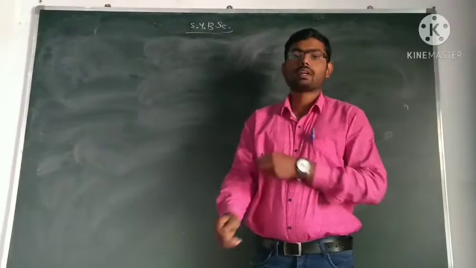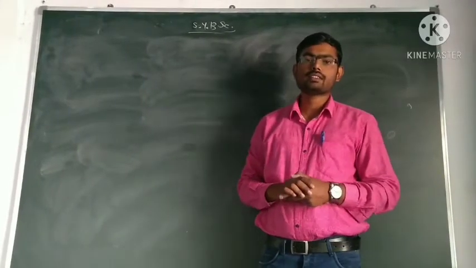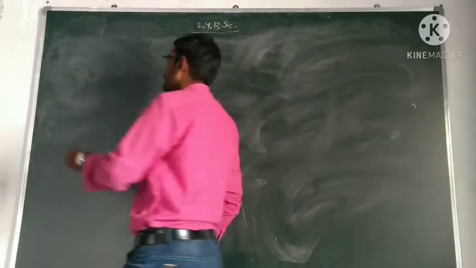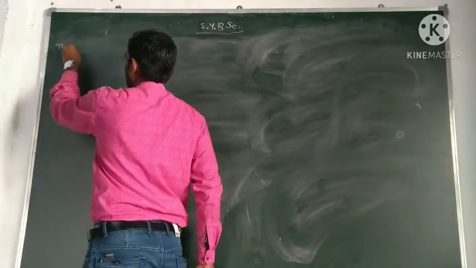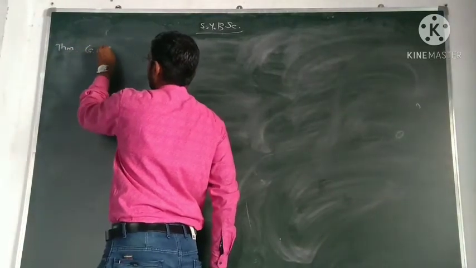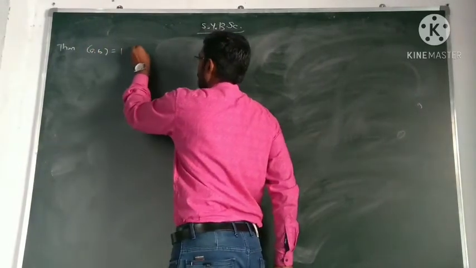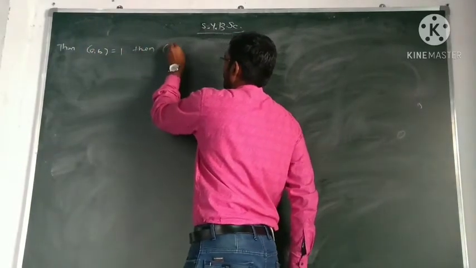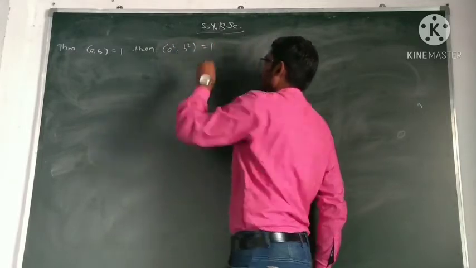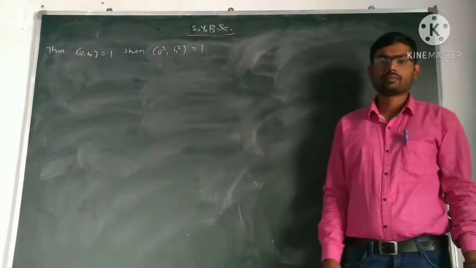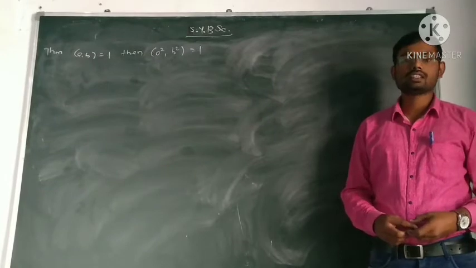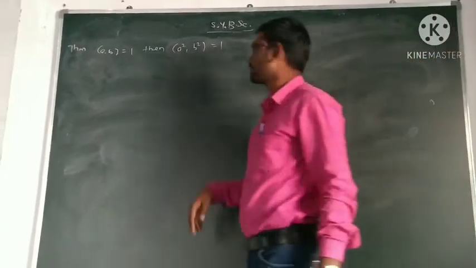Okay, friends, now we will see the next theorem. The next theorem is: if the GCD of A and B is equal to 1, then the GCD of A square and B square is also equal to 1, where A and B are positive integers. Okay, the proof is simple.